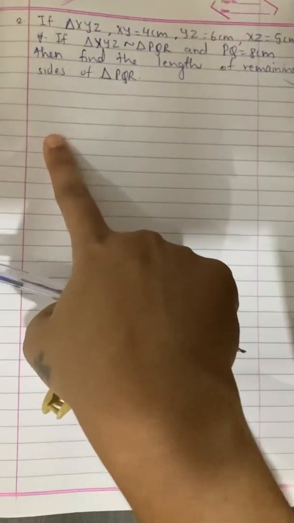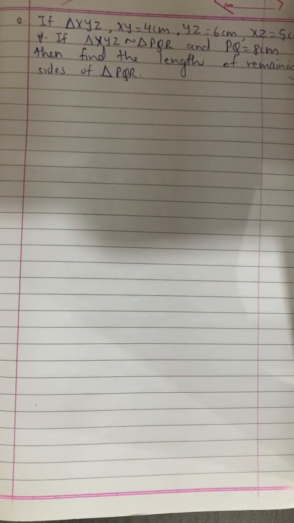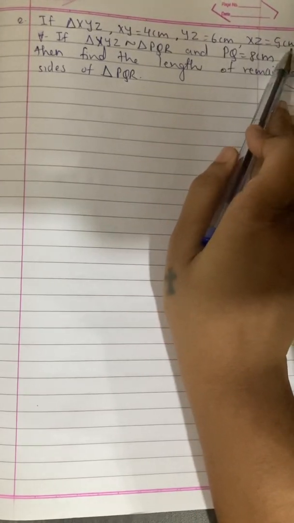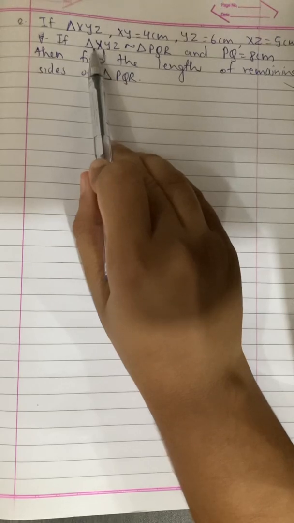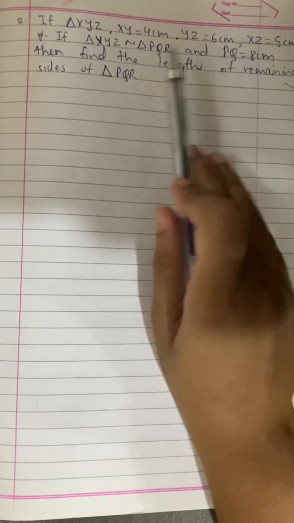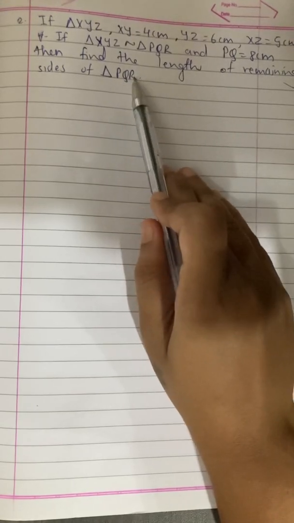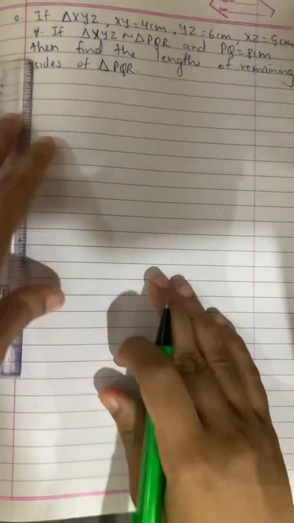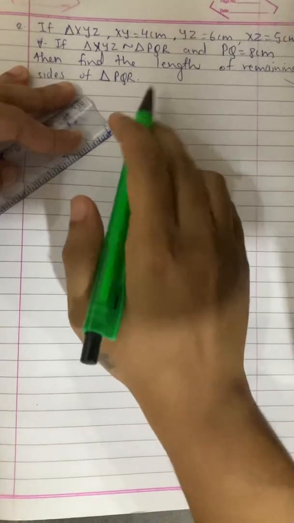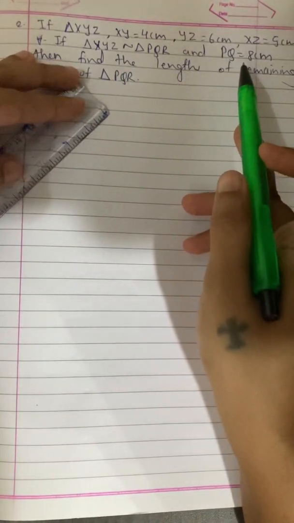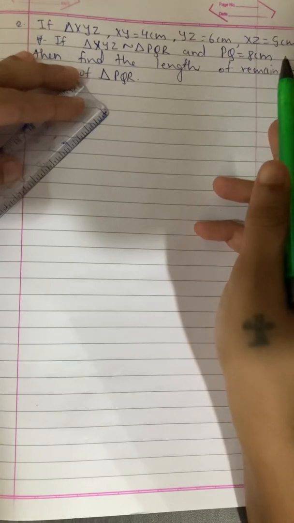So the second question is, if in triangle XYZ, XY is 4 cm, YZ is 6 cm, and XZ is 5 cm, and if triangle XYZ is similar to triangle PQR and PQ is 8 cm, then find the lengths of the remaining sides of PQR. Let us draw both the triangles. When you draw the figures, the sum becomes very easier. Okay, so first let us draw XYZ. So your XY is 4 cm, YZ is 6 cm, and XZ is 5 cm.